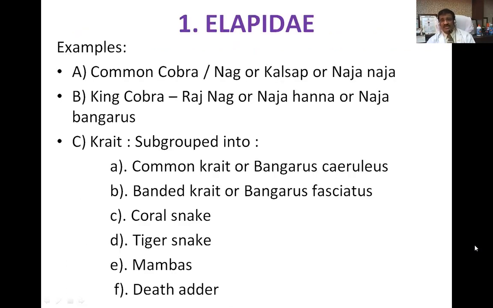Well, now we'll try to see some examples of the elapidae family. The common one is, of course, the common cobra, which is also called Kal Sarp or Kal Sarv, Nag, Naja Naja. Naja Naja is its zoological name. King cobra, which is also called Naja Bungarus or Raj Nag. Okay, and there is the Indian cobra, and there are various kraits. Amongst kraits, we have common krait, banded krait, coral snake, tiger snake, mambas, death adder. These are all examples of elapidae snakes which are neurotoxic.